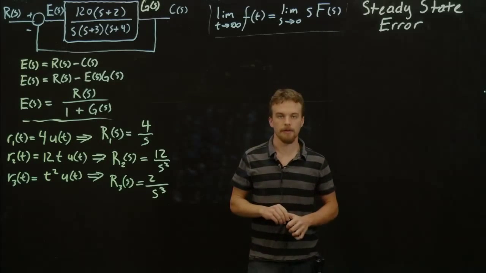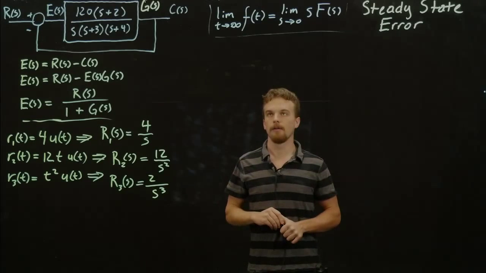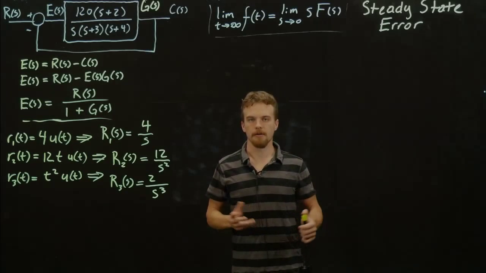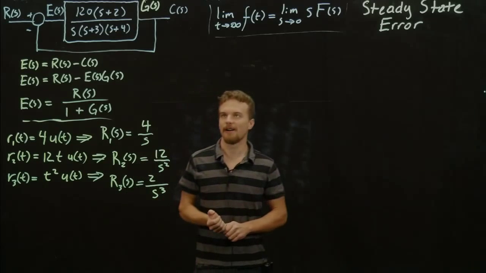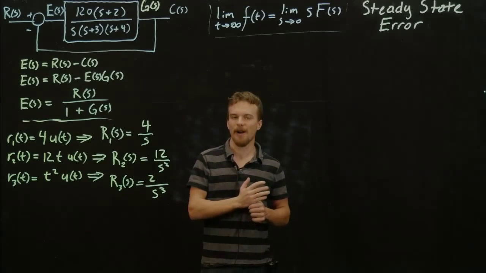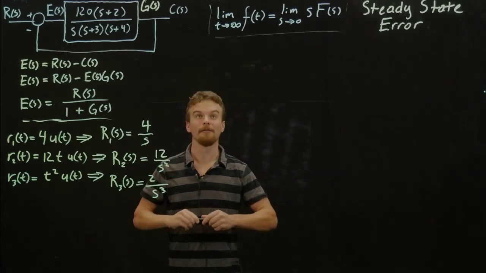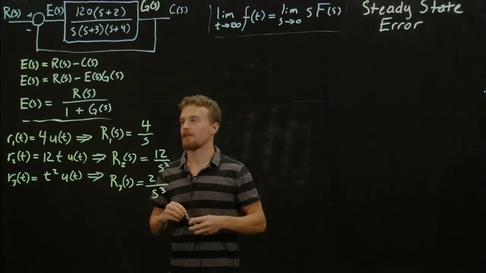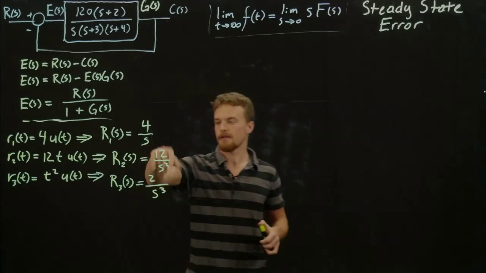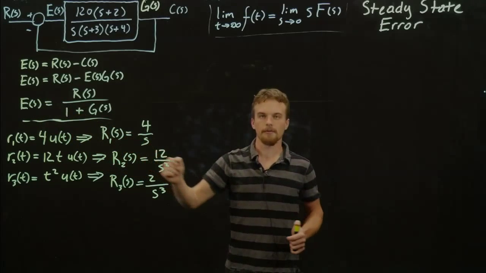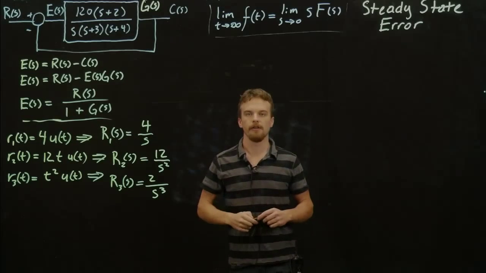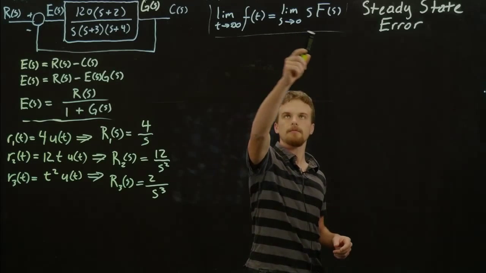There's really no such thing as t equals infinity, but we're engineers and we don't really care about the finer points of math. We're just worried about practically what our system looks like after a while. So subbing in these R values, we'll get an expression for E of s, and we'll use something called the final value theorem. I have that written down up here.